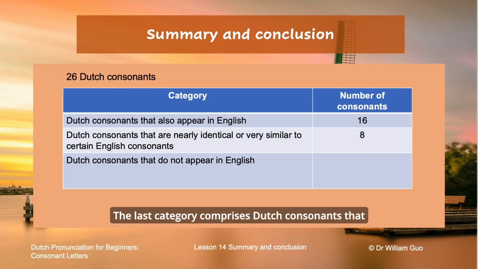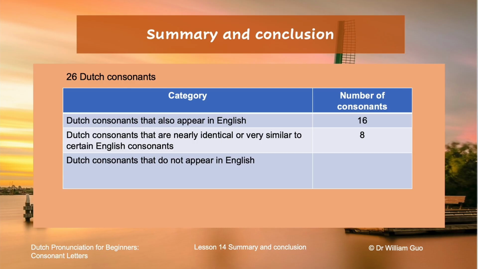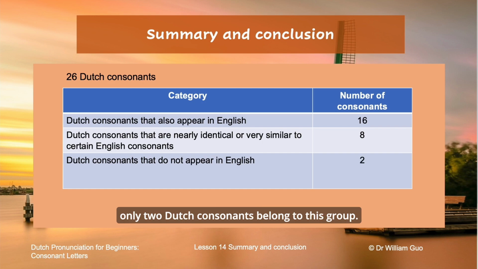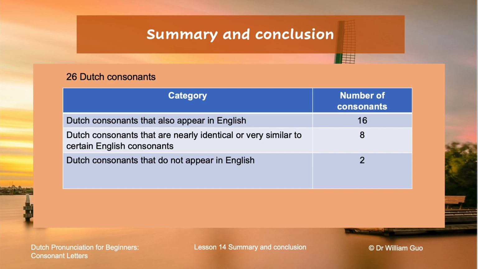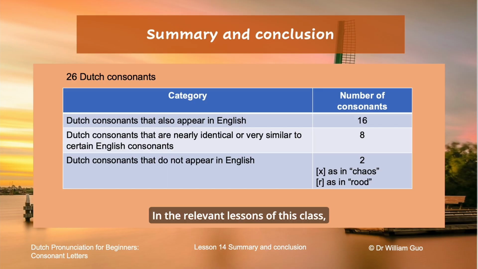The last category comprises Dutch consonants that do not appear in English. In fact, only 2 Dutch consonants belong to this group. They are ch, as in the Dutch word chaos, and r, as in the Dutch word rood. In the relevant lessons of this class, I've explained and demonstrated how these 2 consonants are pronounced.